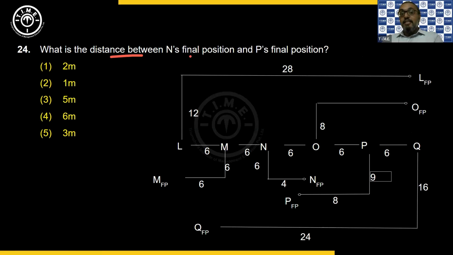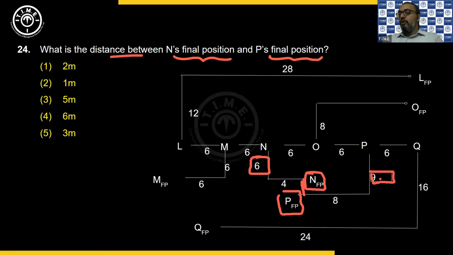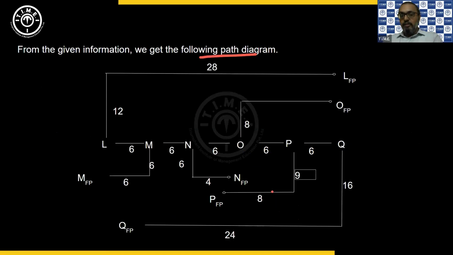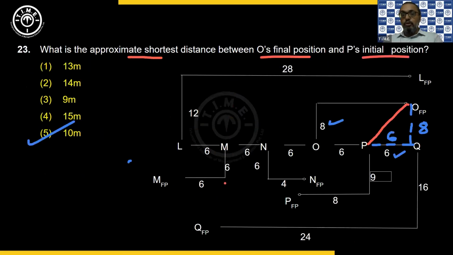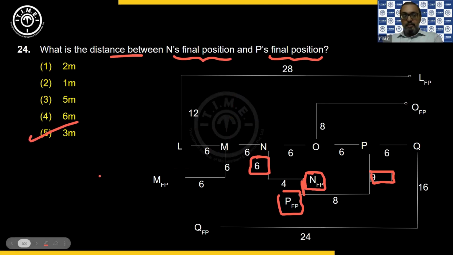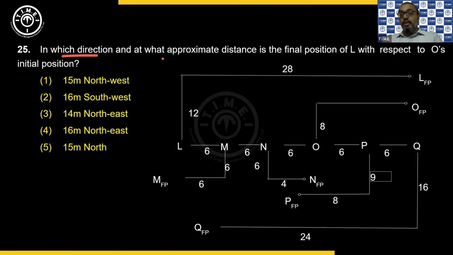Then what is the distance between N's final position and P's final position? Okay, so N is the final position and P is the final position. They are vertically in line. So what is the vertical distance? So you know this is 6 and this is 9. So what is the difference? That is what he is asking. Correct. You will get 3 meters. That is what we did in our direction chart. See, we had 3 meters. N's final position and P's final position, 3 meters. So take the distances correctly, you will not go wrong. So 3 is correct.